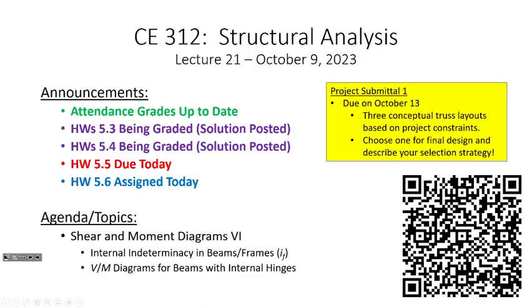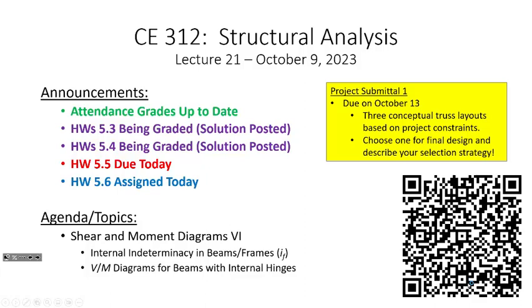Homework 5.5 was due today. How did the concentrated moment homework go? Hopefully it was pretty easy. I don't think that one was intended to be very challenging, and the cantilever beam should have been really easy. So, okay. Today we're going to discuss shear and moment diagrams for beams with internal hinges.